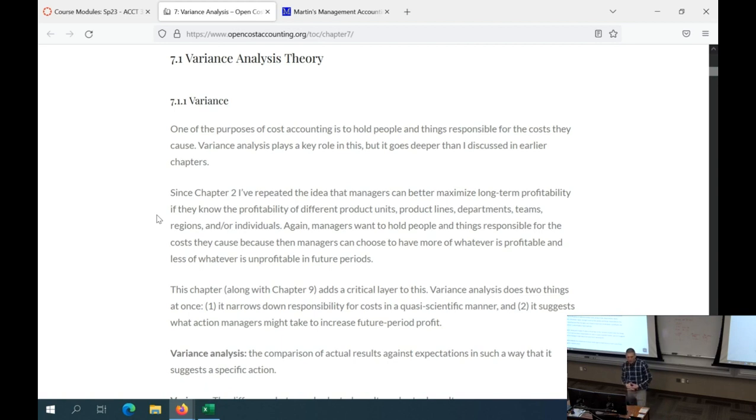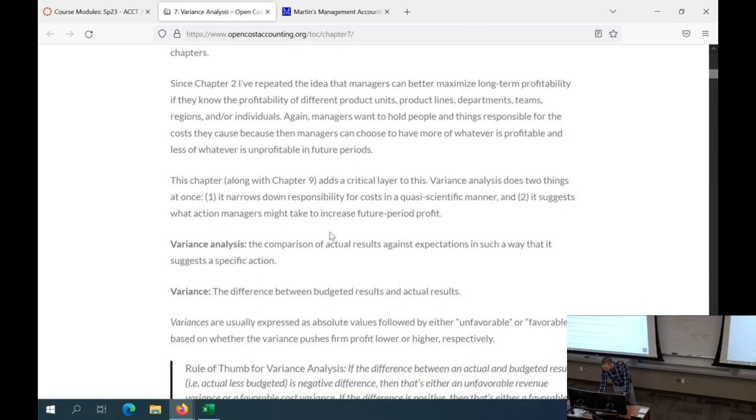So if I want to know how I could do better in the future, I need to know what's going well and what's going poorly right now. I need to know the cause of those things. And variance analysis is about drilling down to the root causes. At the end of the day, you want to compare actual results versus expectations as a way to suggest a specific action. Or if I could phrase it only slightly differently, if I could disagree with the author just ever so slightly, I would say that gets you a question or two away from a specific action.